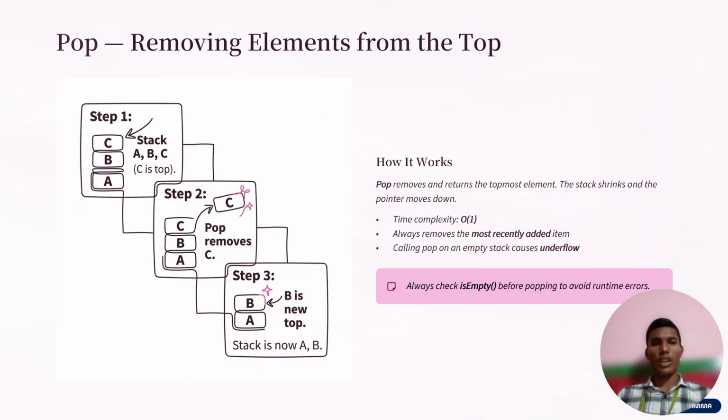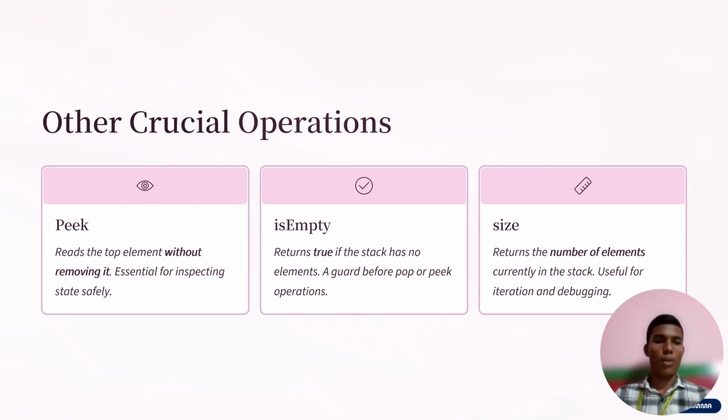Pop: removing elements from the top. How it works: pop removes and returns the topmost element. The stack shrinks and the pointer moves down. Time complexity O(1). It always removes the most recently added item. Calling pop on an empty stack causes underflow. Always check is empty before popping to avoid runtime errors and corrupted operations.